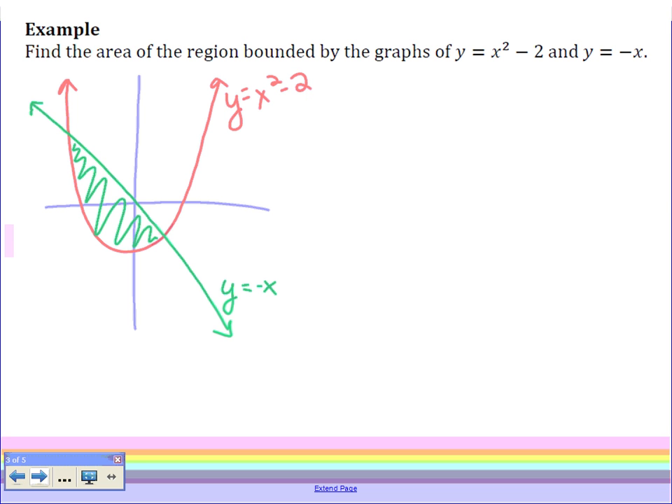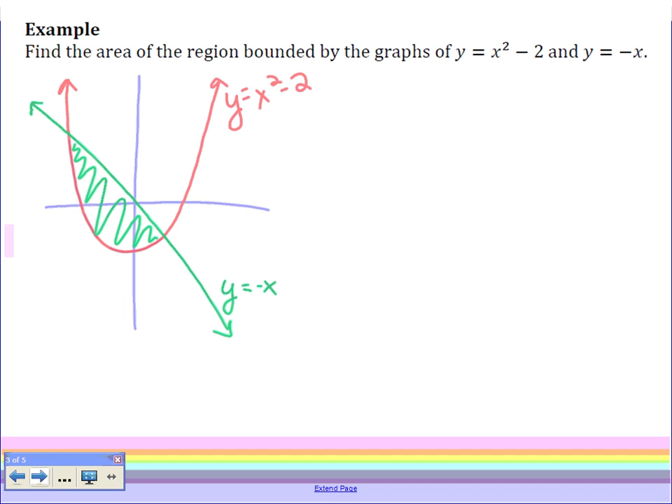And notice it doesn't matter that part of the graph is below the x-axis, because I'm just taking the top function minus the bottom function, and so I'm already accounting for the fact that it's below. Okay, so I'm going to have all positive area. I don't have to deal with that at all.